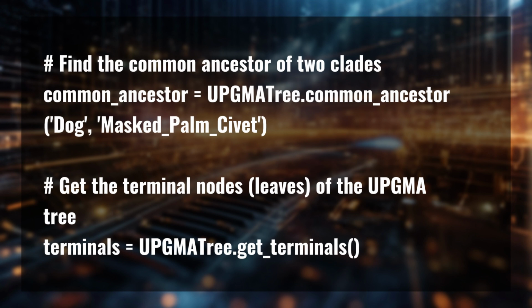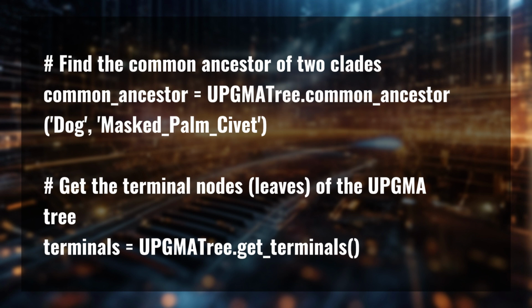This part of the code finds the common ancestors of two specified clades within the UPGMA tree. In this case, it finds the common ancestor of dog and marks palm kaiway and stores it in the common ancestor variable. If you go to the next Python code, it talks in a very deep way. We are trying to get terminal nodes. What do you understand by terminal nodes?